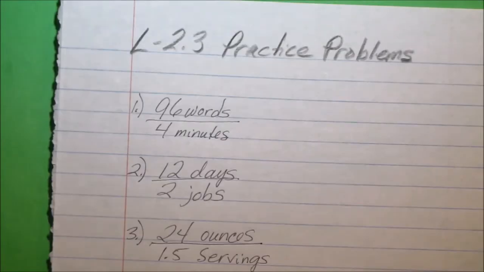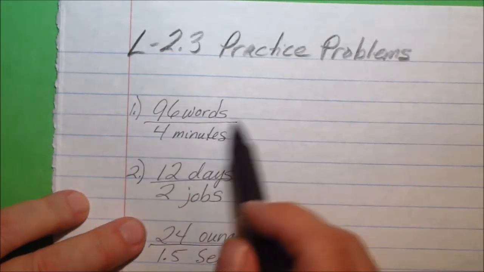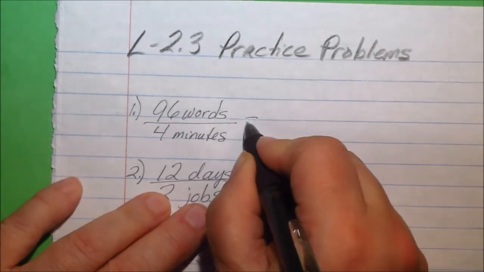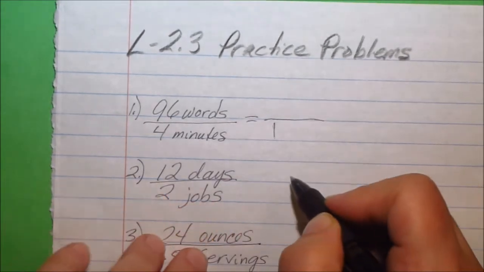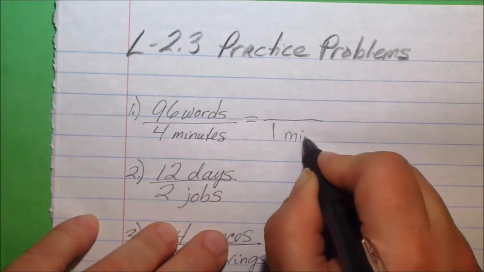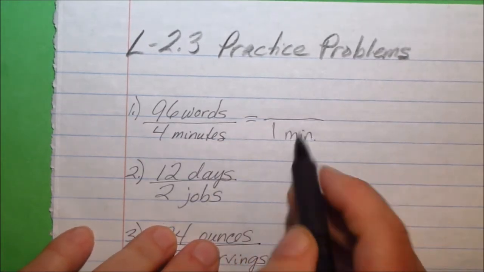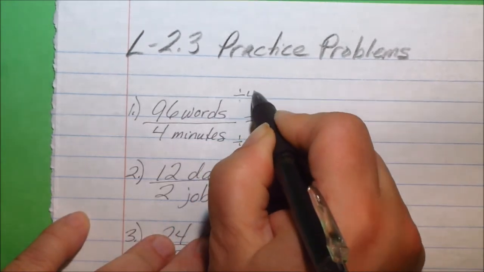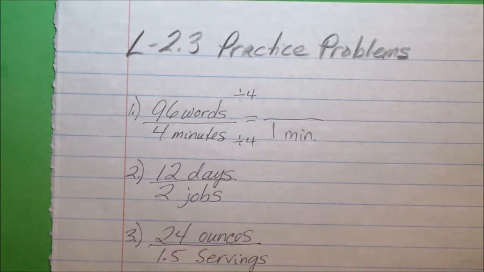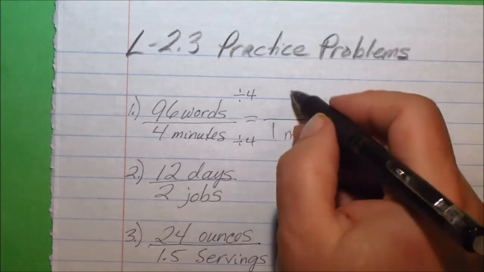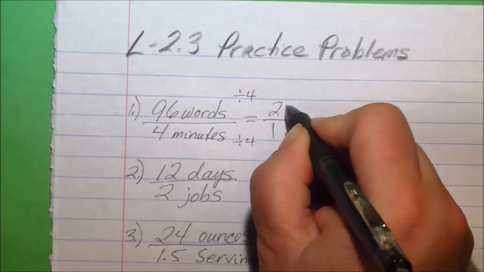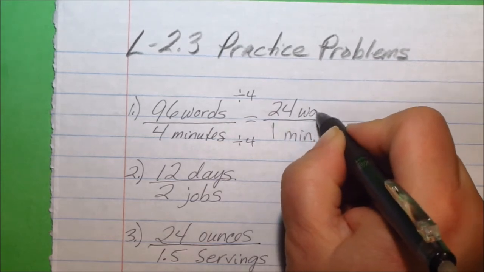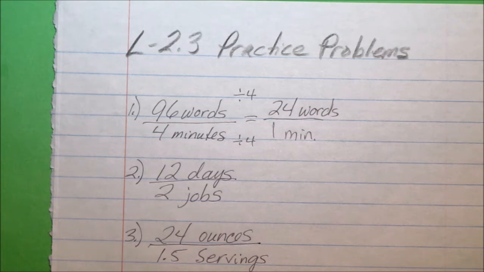Okay, let's see how these work. I have 96 words per 4 minutes. Step 1 is to set this up as 1 unit, so 1 minute instead of 4. Then I have to figure out, what do I do to get 4 to a 1? Of course, I divide by 4. Then I have to do the same up here. I divide 96 by 4, and that goes in 24 times. So 24 words per each minute is the unit rate.